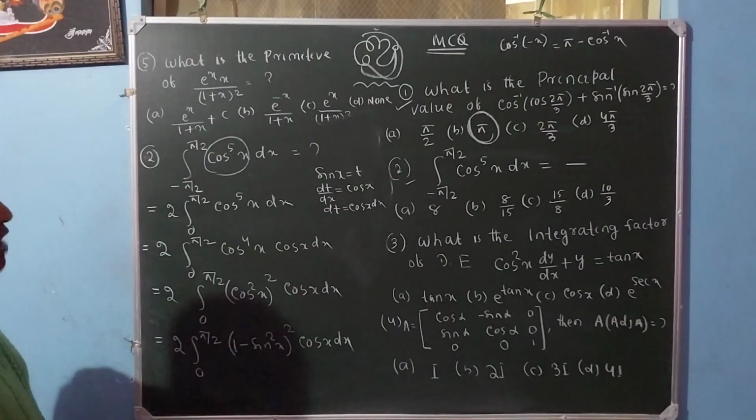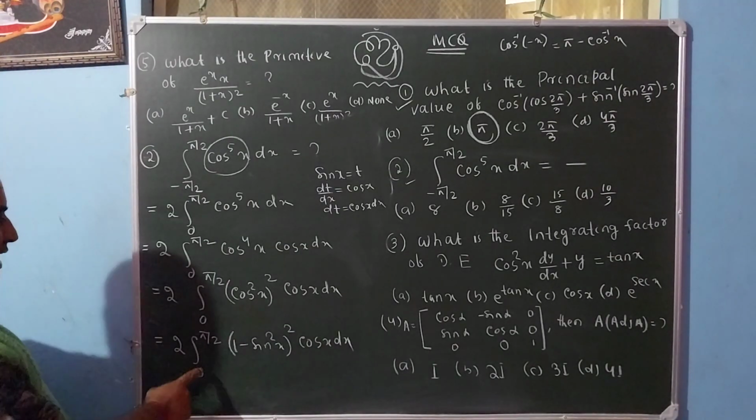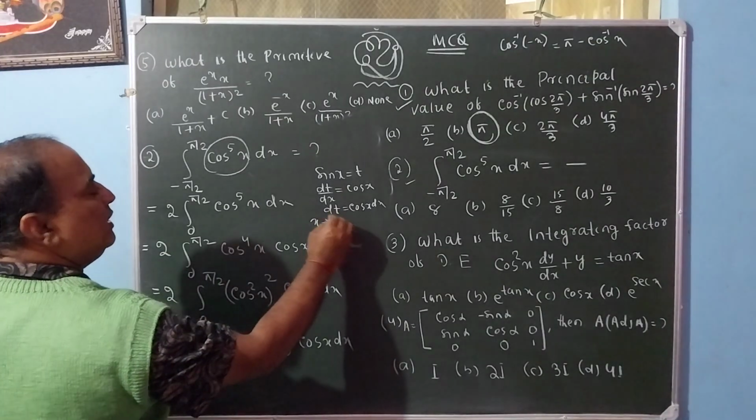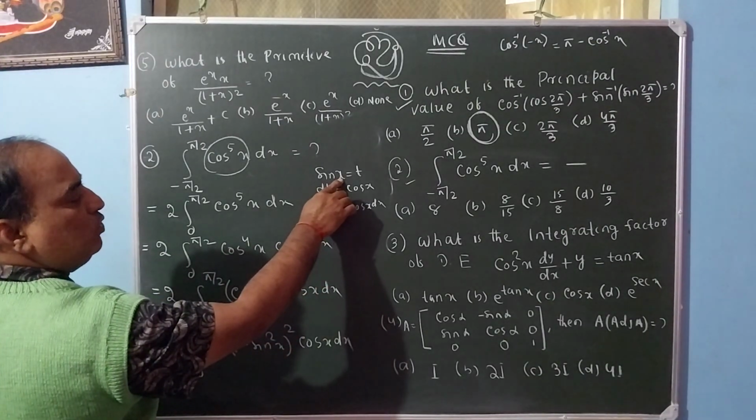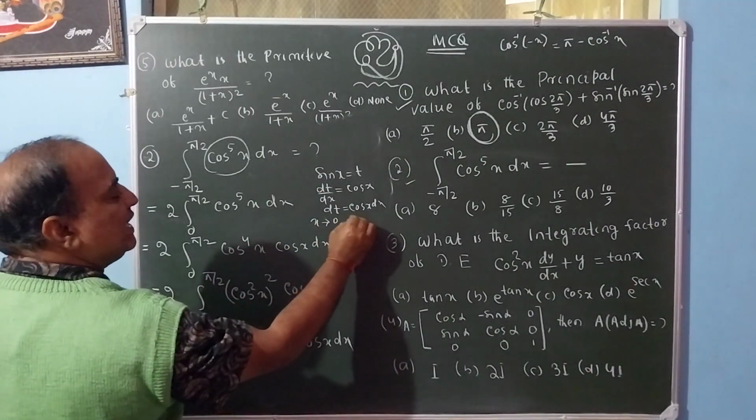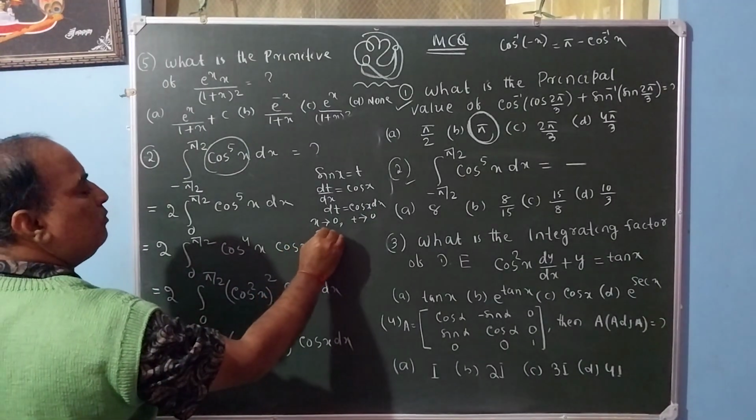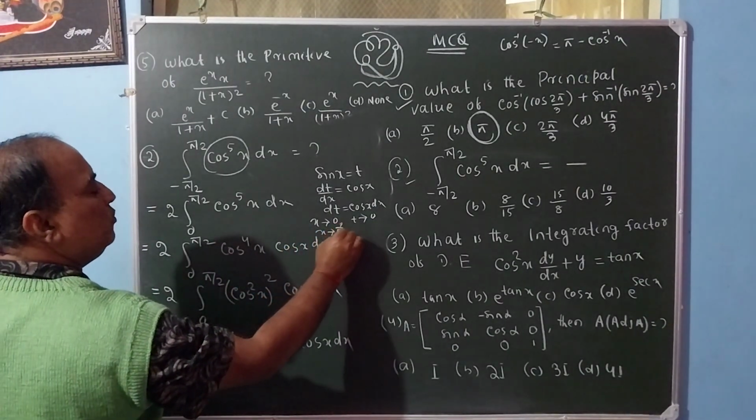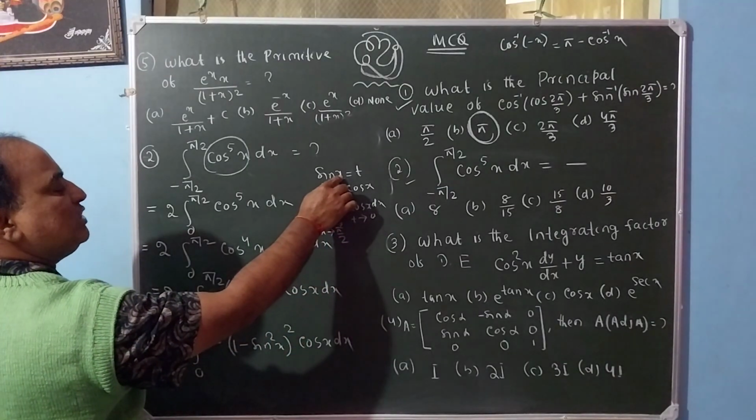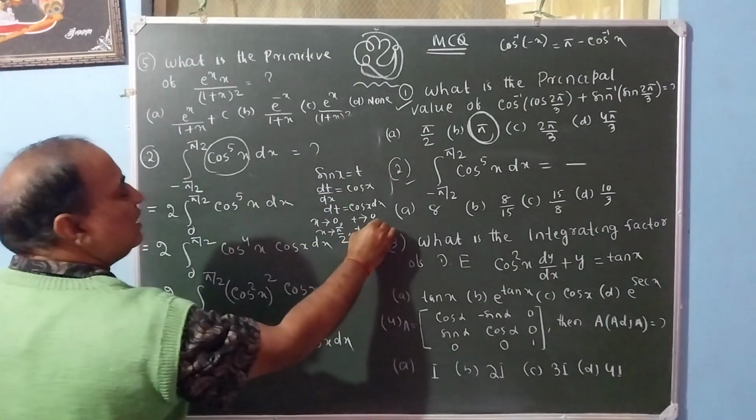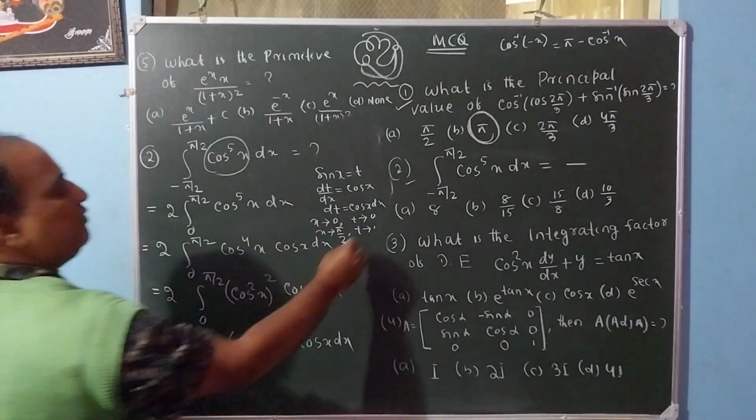Once you put this, you have to change the limit. When x tends to 0, you put x as 0, sin 0 is 0, so t tends to 0. When x tends to pi by 2, you put x is equal to pi by 2, t tends to 1 because sin pi by 2 is 1.